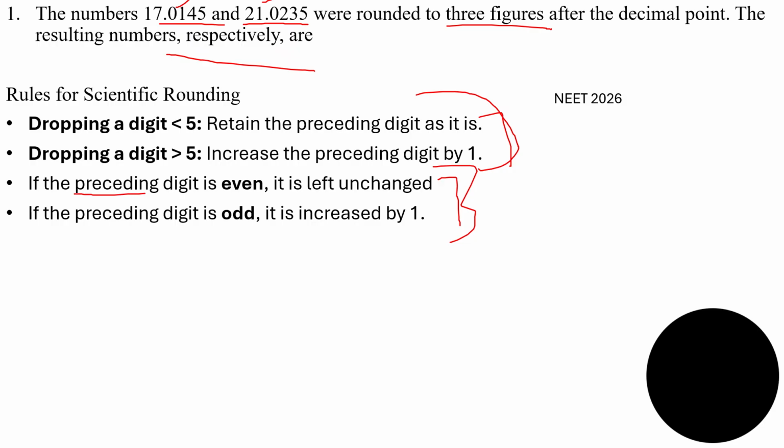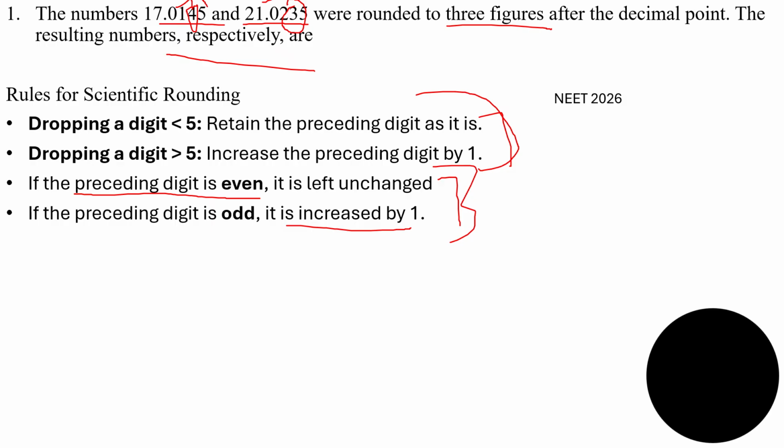If the preceding digit is even... what is meant by preceding digit? The preceding digit is the digit before the last digit. In the first case, the 4 is the preceding digit. In the second case, the 3 is the preceding digit. If the preceding digit is even, it is unchanged, which means leave it as such. If the preceding digit is odd, the preceding digit is increased by 1.